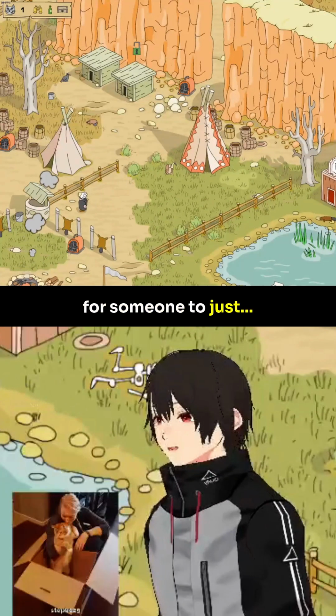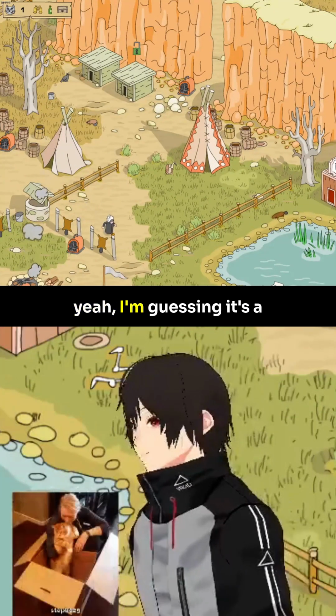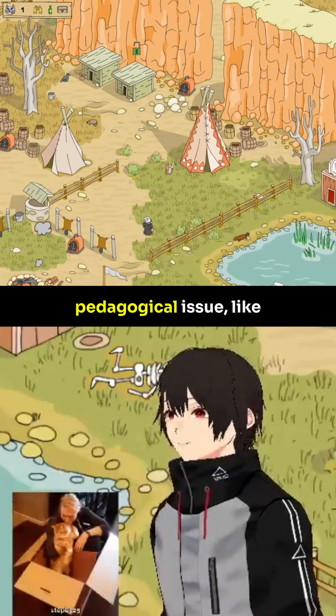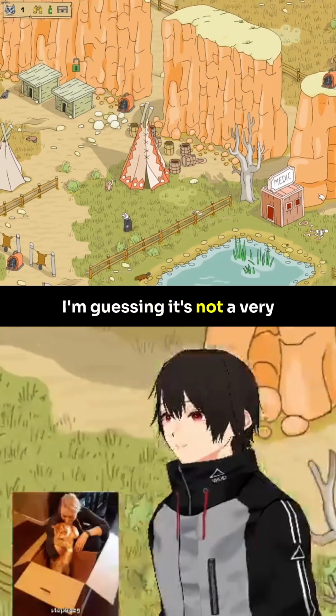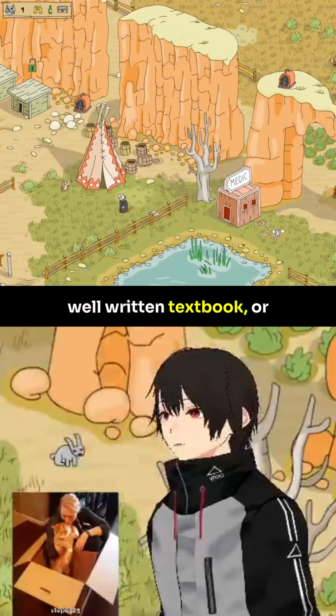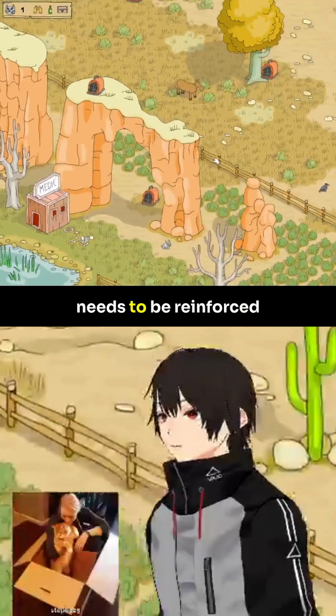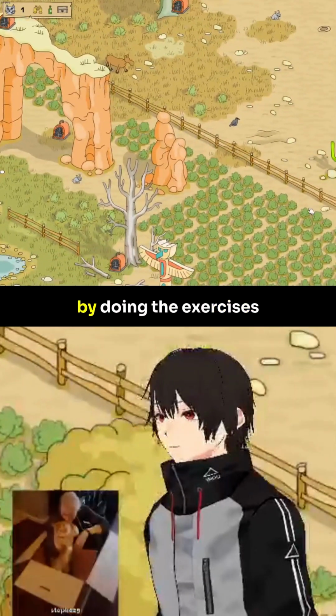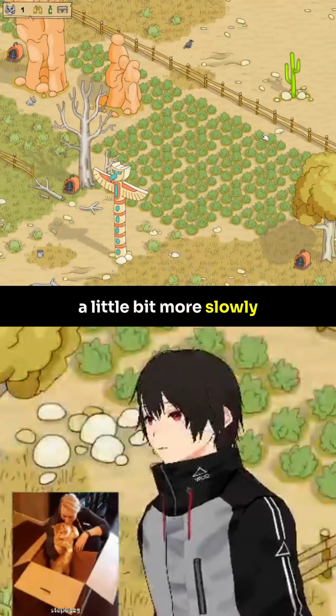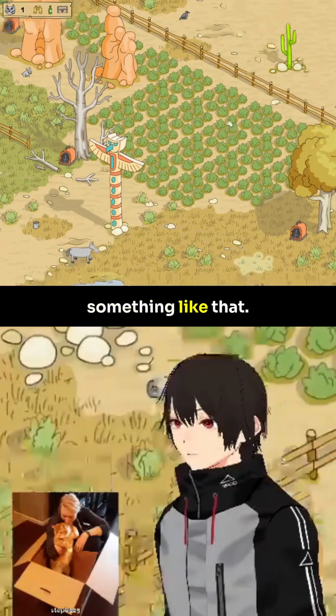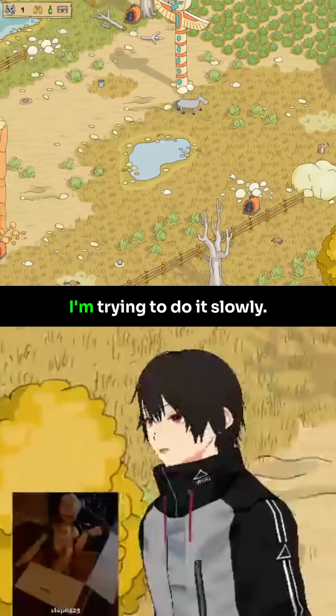Yeah, I'm guessing it's a pedagogical issue. Like, I'm guessing it's not a very well-written textbook, or it's a textbook that really needs to be reinforced by doing the exercises a little bit more slowly together in class or something like that. Yeah. Well, that's the thing. I'm trying to do it slowly.